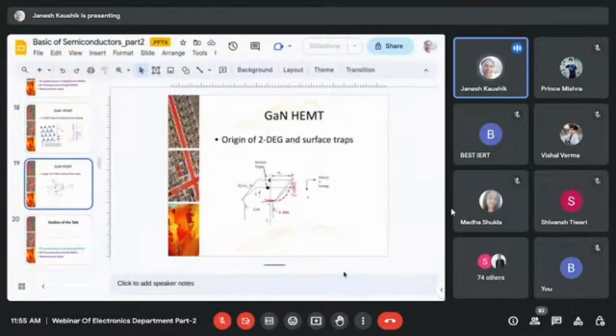And how this 2DEG concentration is related to the AlGaN barrier thickness. Actually, this model was presented by Ibbetson around 2000. When we grow this aluminum gallium nitride layer, the thickness of the layer increases, but the electric field inside that AlGaN layer reduces with the thickness. We know that electric field is inversely proportional to the thickness.